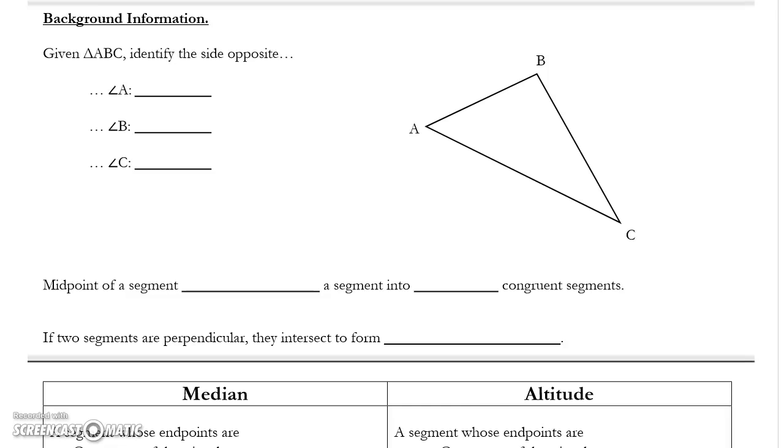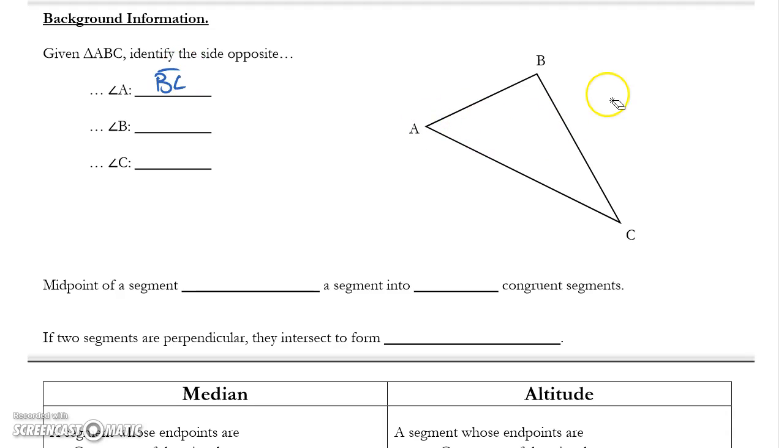Okay, before we start talking about medians and altitudes, we do have to review a couple of key pieces of information again. First of all, when we're dealing with triangles, we recall they have three angles, we recall they have three sides. We now need to recall the idea of what side is opposite a given angle. So if I am given angle A, this angle here, the opposite side is the side it forms when it opens up. So in this case, opposite angle A is this side here, segment BC.